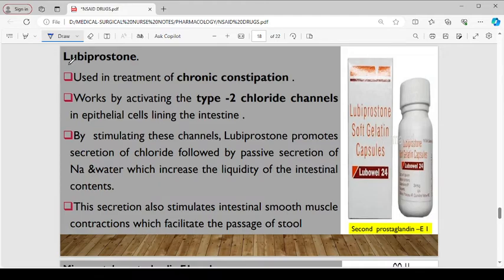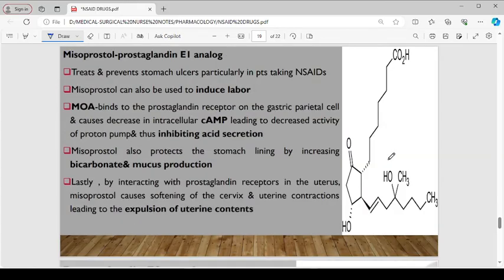The second prostaglandin analog, we have the lubiprostone. It's used in the treatment of chronic constipation. It works by activating the type 2 chloride channels in the epithelial cells lining the intestines. So by stimulating these channels, you find lubiprostone will promote secretion of chloride, followed by passive secretion of water, sodium, which can increase the liquidity of the intestinal contents. And this secretion also stimulates intestinal smooth muscles contractions, which facilitate the passage of the stool. This is the second prostaglandin E1 member.